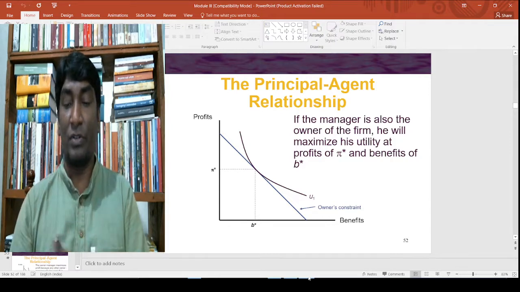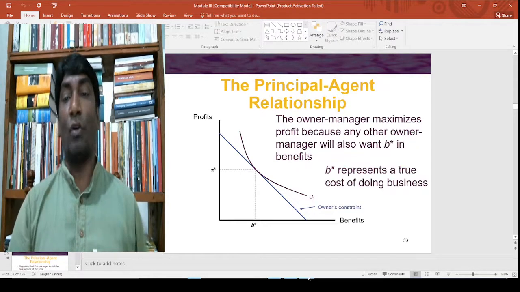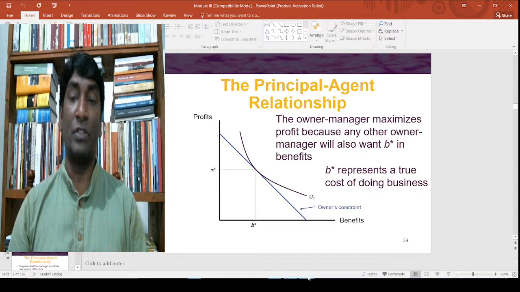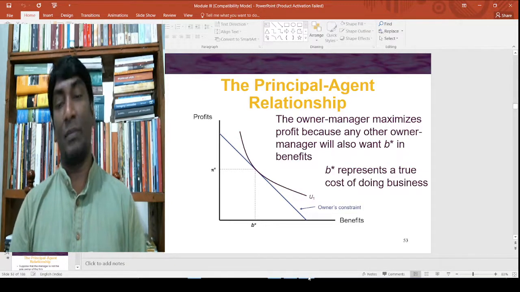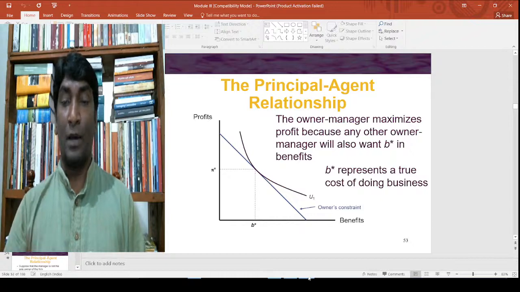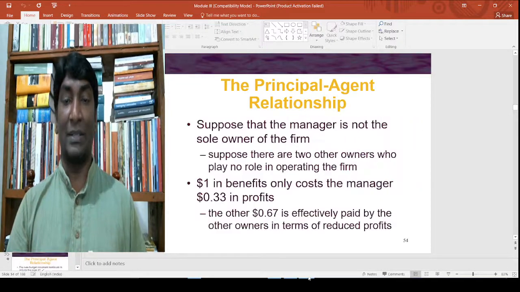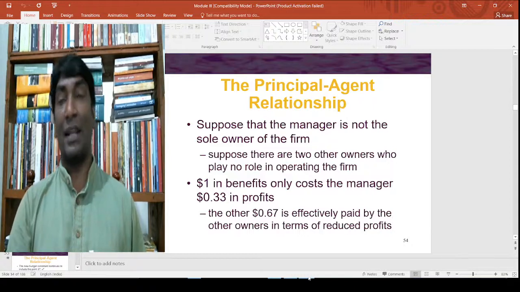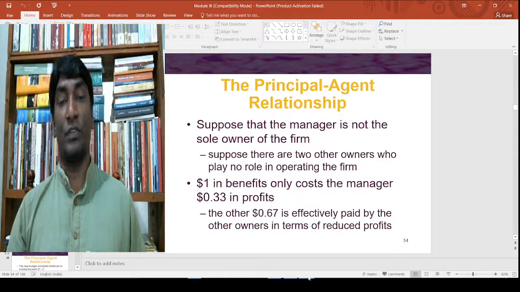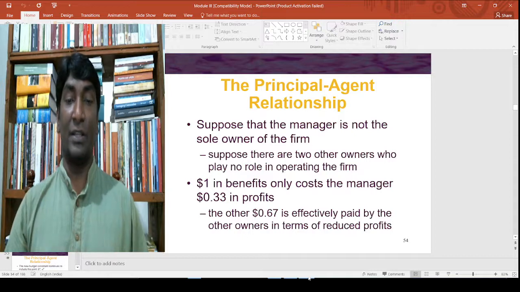So it is also given in that graph. And the owner manager maximizes profit because any other owner manager will also want B star in the benefit, and B star becomes the true cost of doing business for them. Now, if there is a principal agent case, that means the manager and the owner are different individuals, then things are not going to be that good.